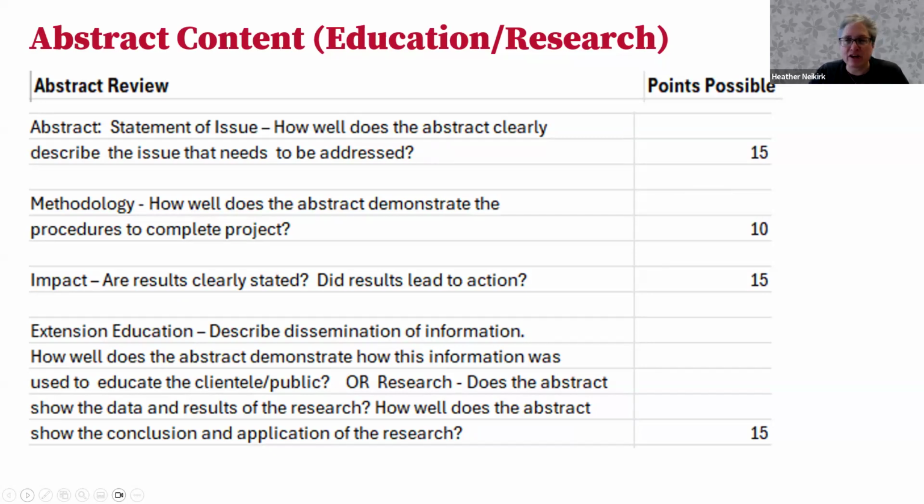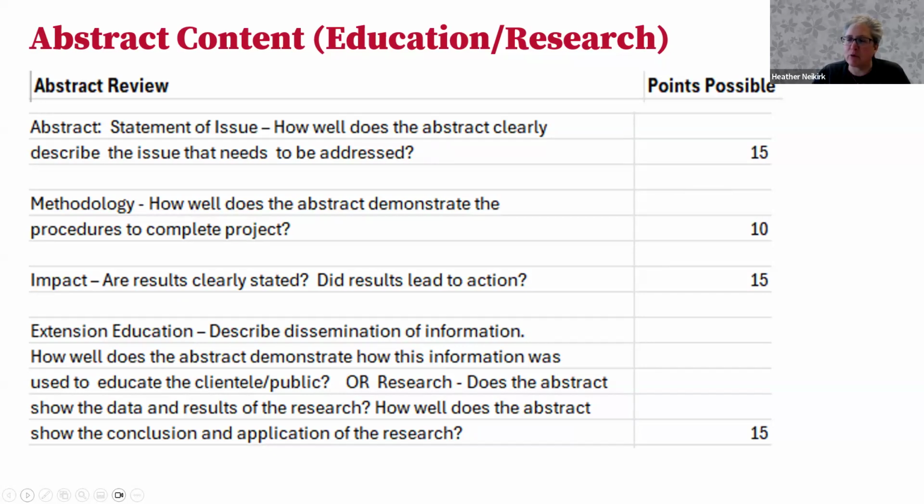So in the extension education realm, we're looking at how well this demonstrates how we use that information. How did we deliver that information? How did it come to our target audience? And then research: we're looking more at data and results of the research. Sometimes that's in a visual format with charts and graphs. There are many forms to display that, but letting us know the conclusion and the application of that research.